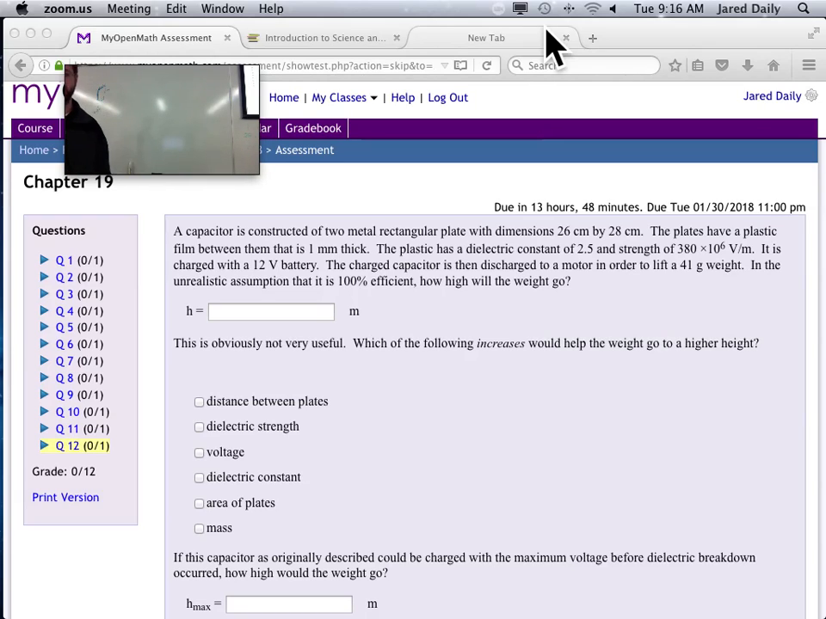But anyway, the point is that I have a dielectric constant of 2.5, and then I have a 12-volt battery connected to this thing. So I'm going to connect a 12-volt battery. 12 volts, right? The charged capacitor is discharged to a motor. So we charge it up with a 12-volt battery, and then once we've got it charged, we discharge it to a motor.